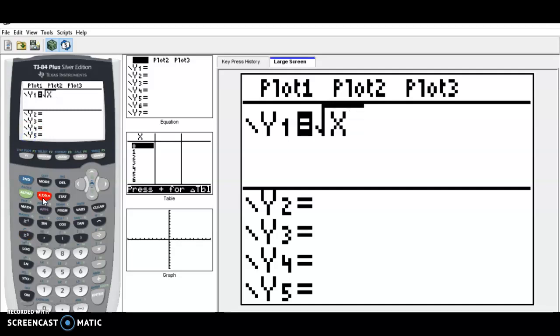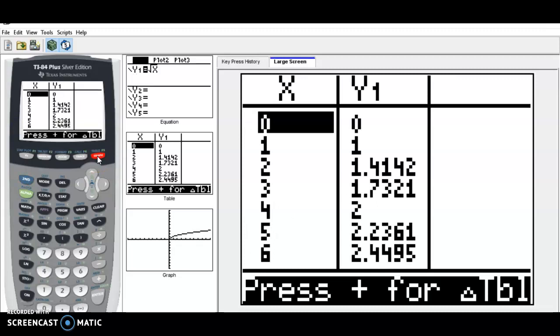Now, can we see all of these values at once? We can. Second graph and looking at the table. So this is like the fastest way to see all the answers for this x column. The y values being the outputs.